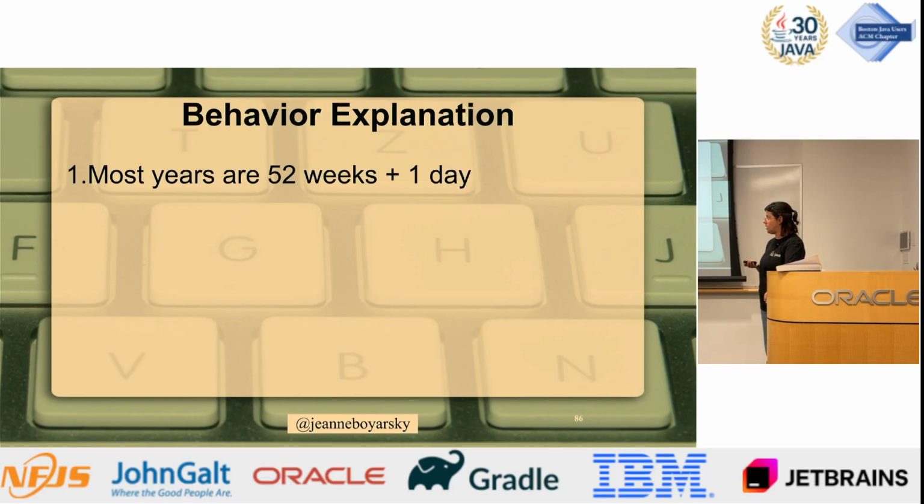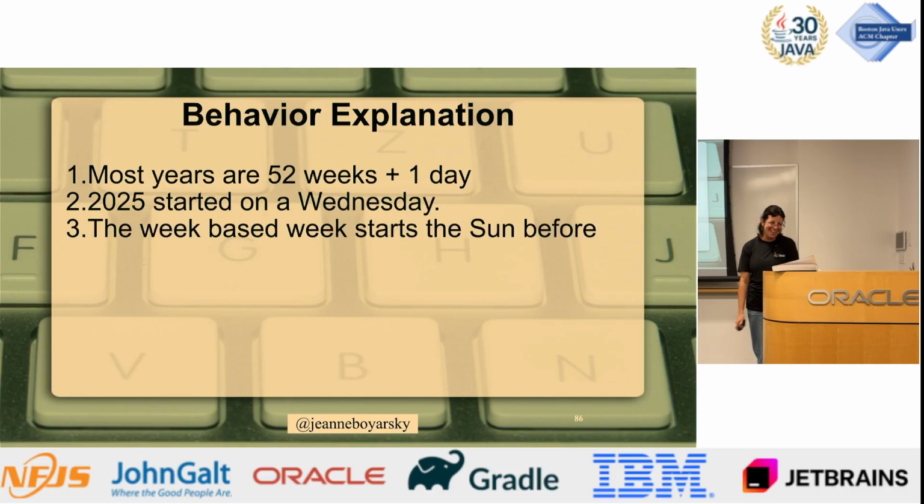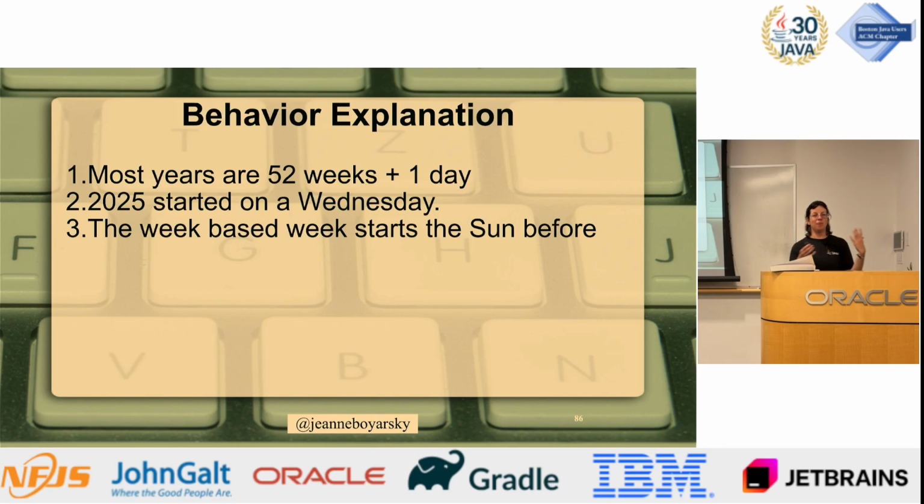Most years in the United States are 52 weeks plus 1 day. Great. 2025 started on a Wednesday. The week-based week starts the Sunday before. So Wednesday is in the middle of the week and does not give you what you want because week of year returns 1 through 54. So your week of the year could be before you started, could be after, and there are not 54 weeks in the year. But because it's counting partial weeks, you get up to 54 because there's the 52 that you would expect, and then there's the half a week before it, which is week 1, and the half a week after it, which is week 54.